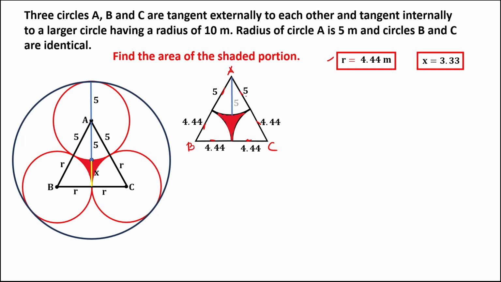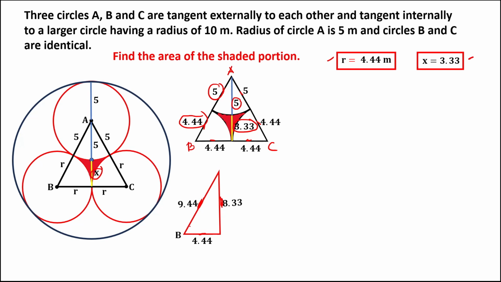Then this one is also equal to 5. To extend, this one is x, and x is 3.33. So we now have these two identical right triangles. Using one of these right triangles, this side is 4.44, then this side is 4.44 plus 5, that's 9.44. Then this side is 5 plus 3.33, that's 8.33. And this one is for B.